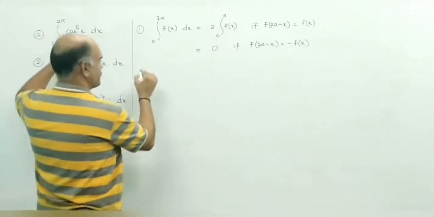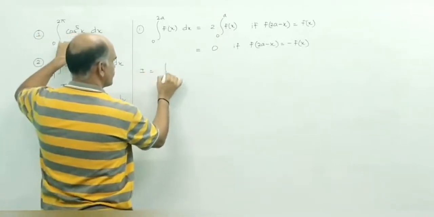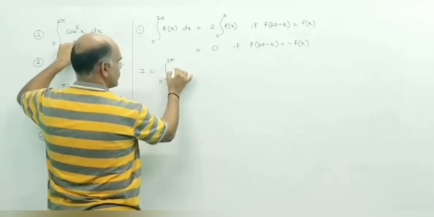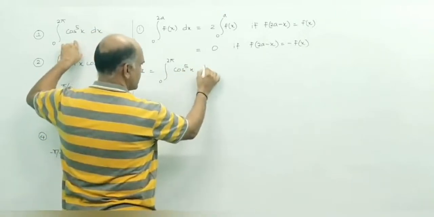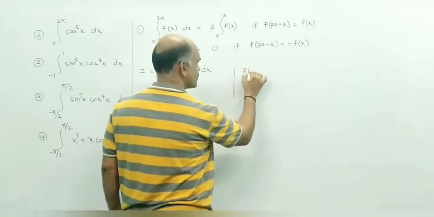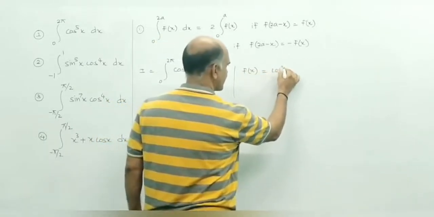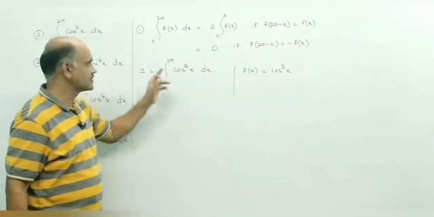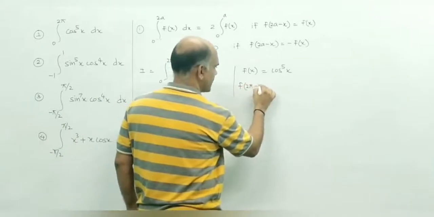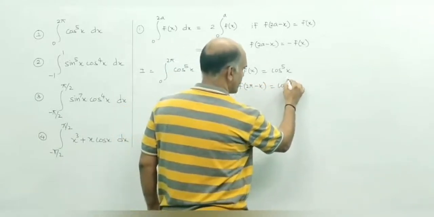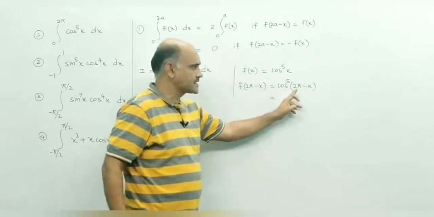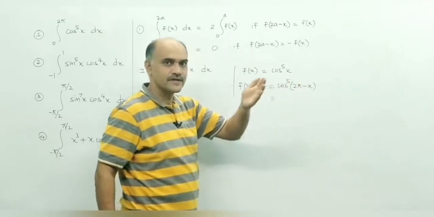So if I take I is equal to the integral from 0 to 2 pi of cos raised to 5x dx. Here f of x is cos raised to 5x. So 2a is 2 pi. So f of 2 pi minus x means cos raised to 5 of 2 pi minus x. So cos of 360 minus x means it will be in the fourth quadrant.